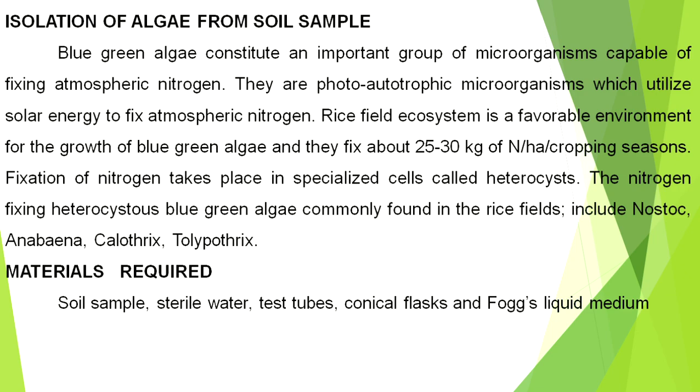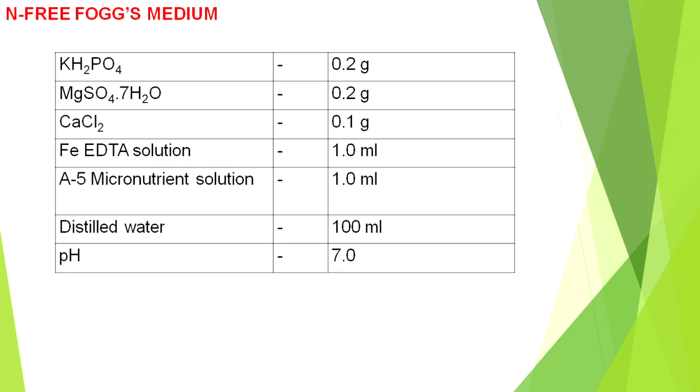Fixation of nitrogen takes place in specialized cells called heterocysts. The nitrogen fixing heterocystous blue-green algae commonly found in the rice field include Nostoc, Anabaena, Calothrix and Tolypothrix. Materials required for the isolation of the algae: soil sample, sterile water, test tubes, conical flask and Fogg's liquid medium. This is the nitrogen-free Fogg's medium composition.